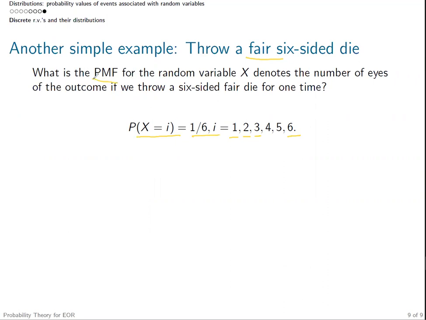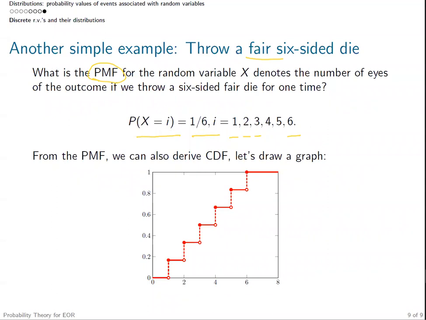Now, if we know the PMF of a discrete random variable, we should be able to specify the whole distribution of this random variable, right? And we should also be able to derive the CDF, the cumulative distribution function of this discrete random variable. So you can pause the video here and see if you can draw the figure of this CDF function. Okay, here are the results. From the PMF, indeed, it's easy to derive the CDF as well. This is the graph of the CDF function associated with X.